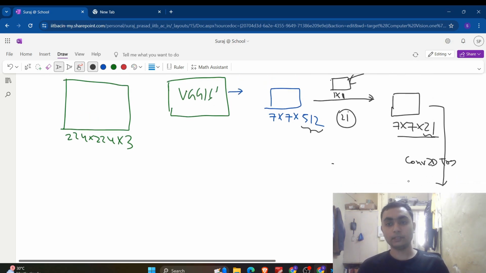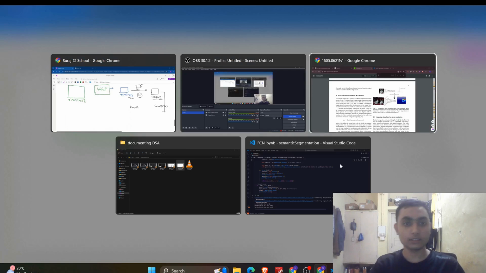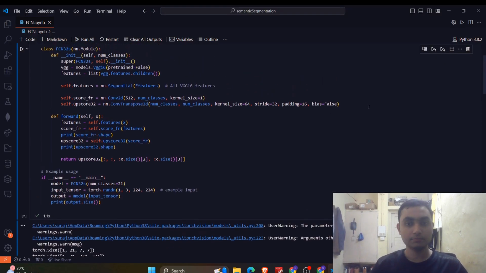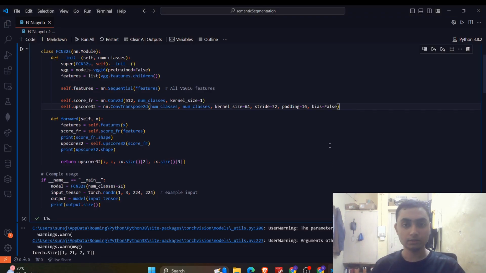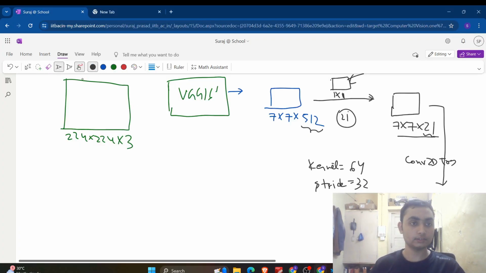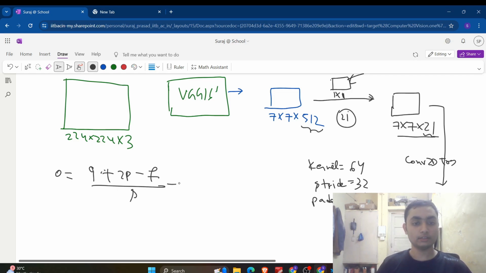If you are going to apply convolution 2D transpose with kernel size, let me verify it. Yes, the kernel size was 64, stride was 32, and padding is 16. And from the formula for the convolution, what we were having: output is input plus 2 times padding minus filter size, divided by stride, plus 1.